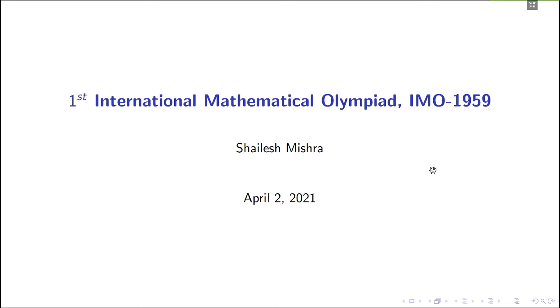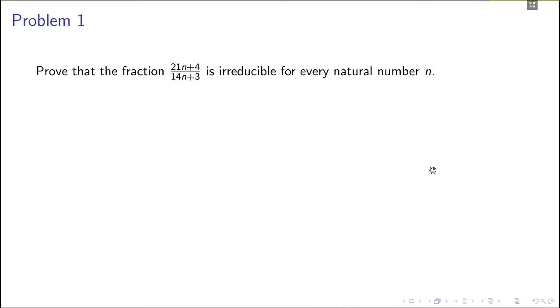Good morning, everyone. So today we look at the solution from the first International Math Olympiad. This was held in 1959 in Romania, and it has 6 problems, and I believe it was held over 2 days, so 4.5 hours each day for 3 problems each. But I'm not completely sure. Anyway, we just go through the problems and their solutions.